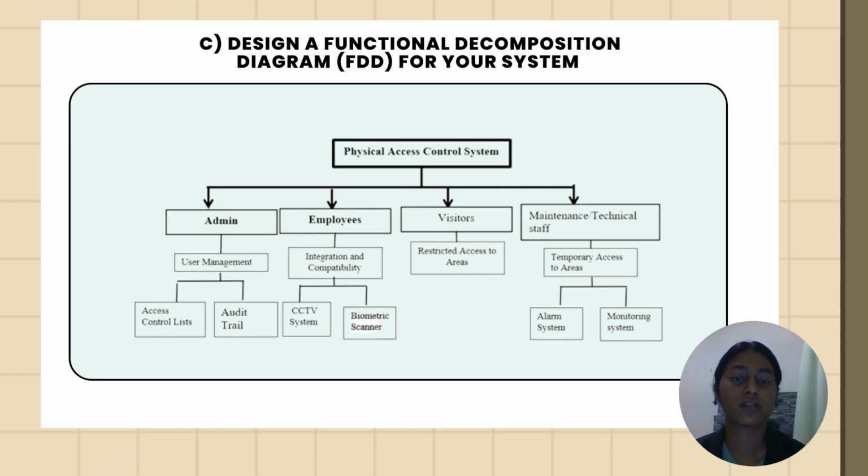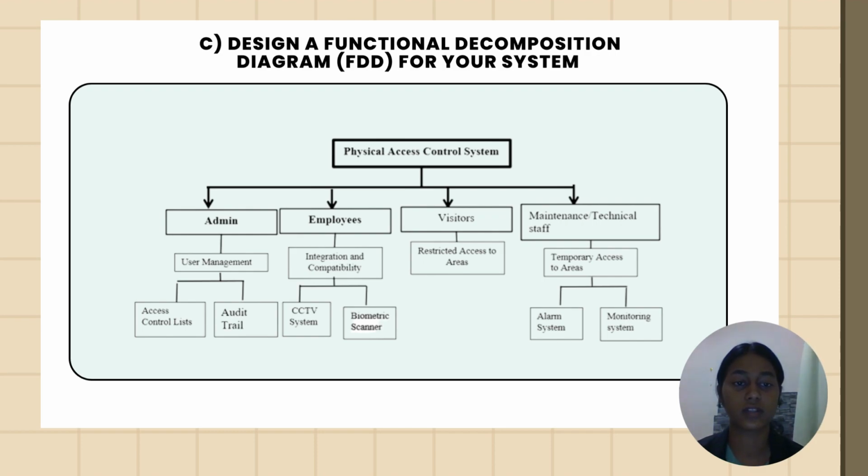So question number C is to design an FDD for your system. FDD is a visual representation of the system that breaks the system down into smaller function blocks or modules. The FDD of the physical access control system can be designed as follows.